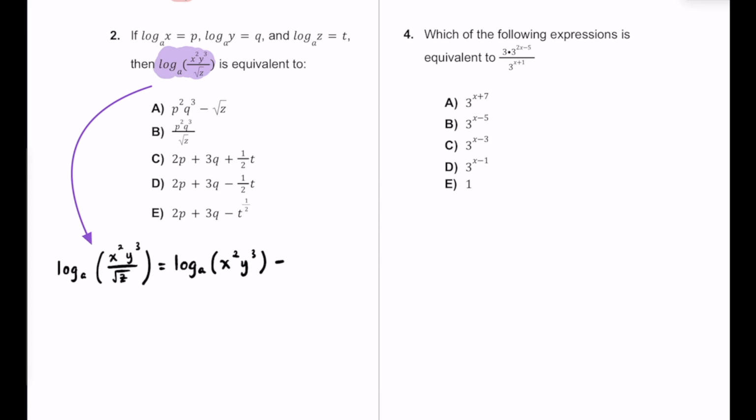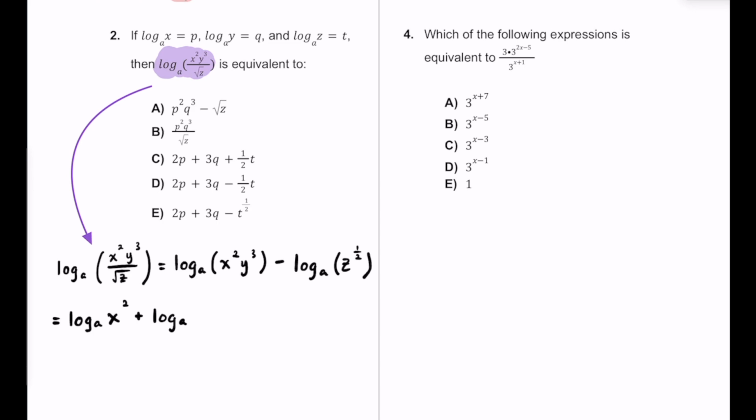And then we're going to be subtracting, because when we expand logarithms with division, if they have the same base, we can rewrite this as subtracting two logarithms. This is going to be log base a. And instead of writing the square root of z, I'm going to write that this is going to be z raised to the 1/2 power. That's just going to be that radical form written in exponential form. So if we expand that multiplication, we can write log base a of this x to the 2nd power. And then that multiplication becomes addition because they have the same base of a.